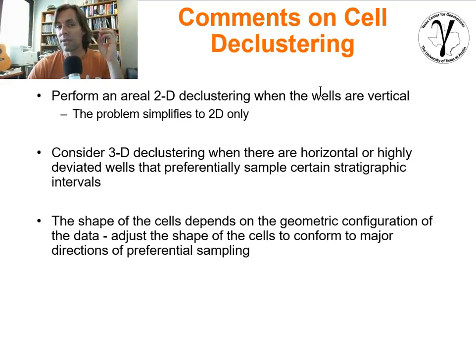The shape of the cells that you should use, I showed examples where they're just isotropic, right? They're just squares. They could have anisotropy on them. They could have different dimensions in each direction. That would definitely be the case in which the data sample spacing has preferential directions, and we would do that to account for that preferential sampling.